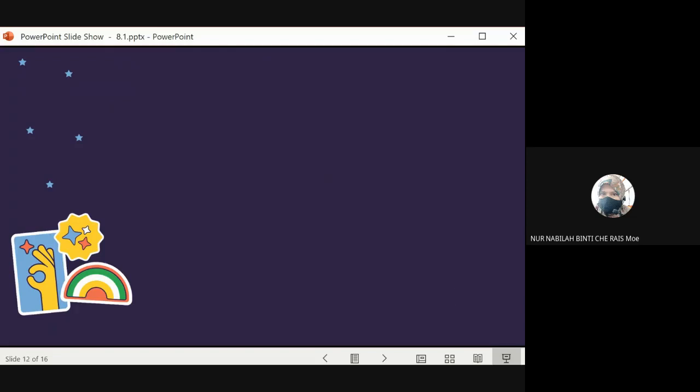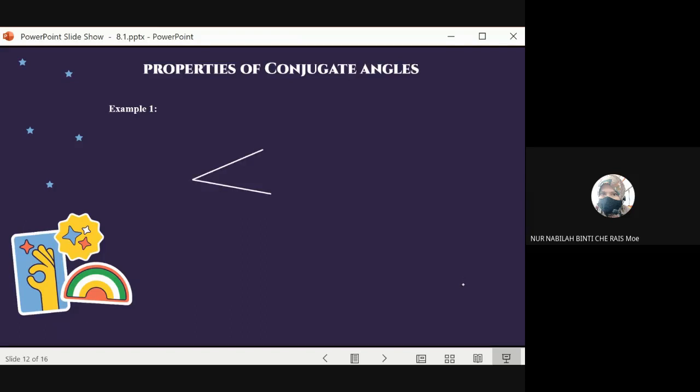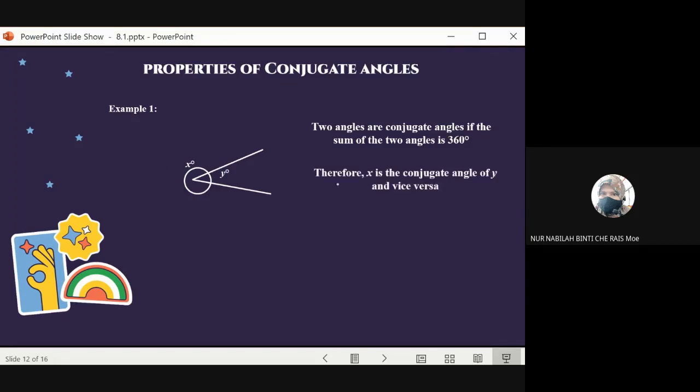And then one more is conjugate angle. Okay, conjugate angle. Example one, conjugate is the whole turn. You have X outside here and you have Y inside. The two angles are conjugate angles if the sum of the two angles is 360. If the sum of these two angles equals 360, that is called conjugate angle. Therefore X is the conjugate angle of Y and Y is also the conjugate angle of X, so X plus Y equals 360.